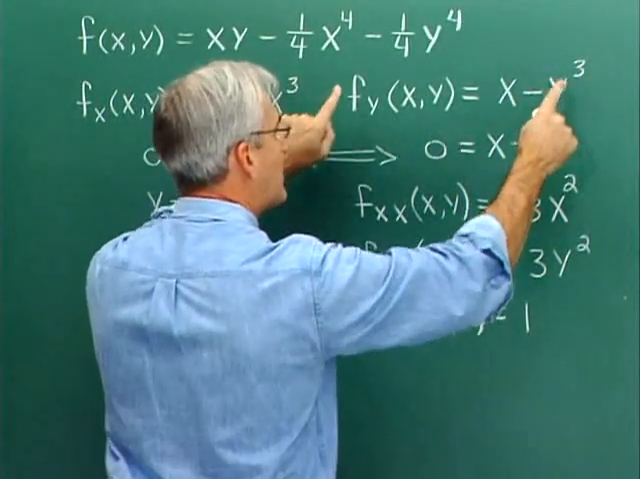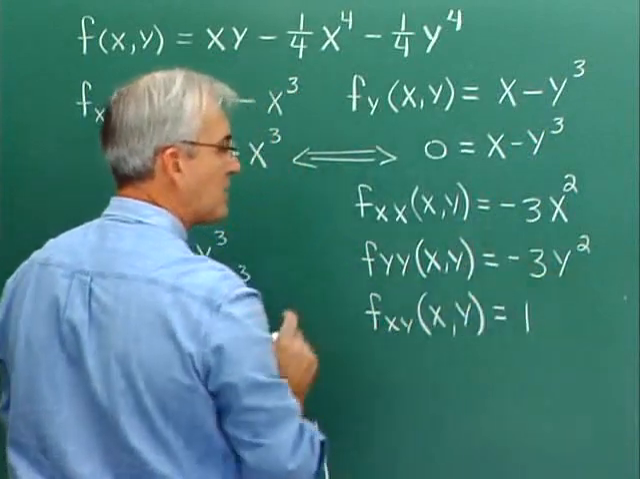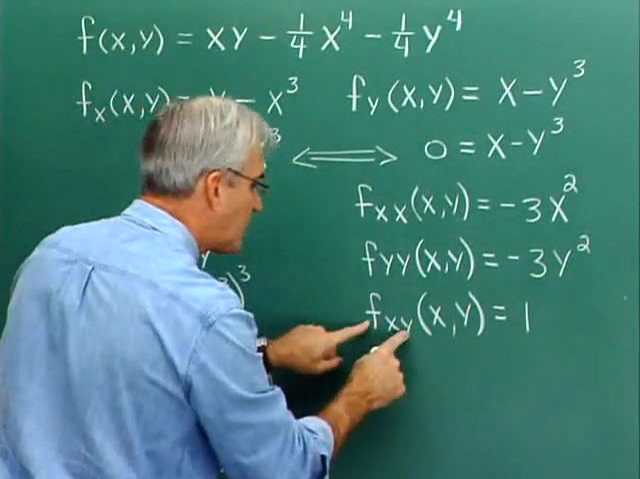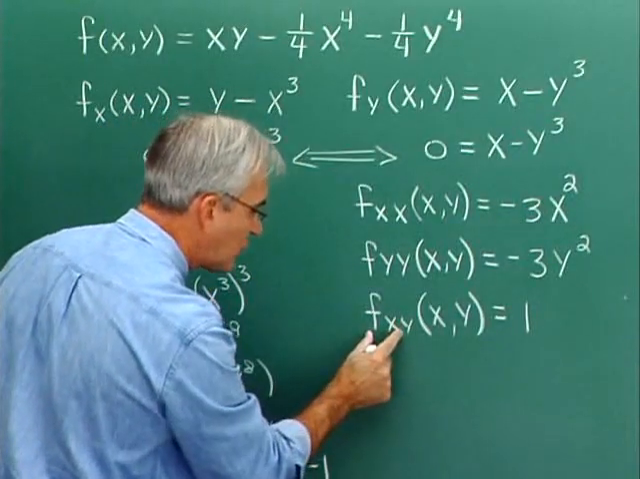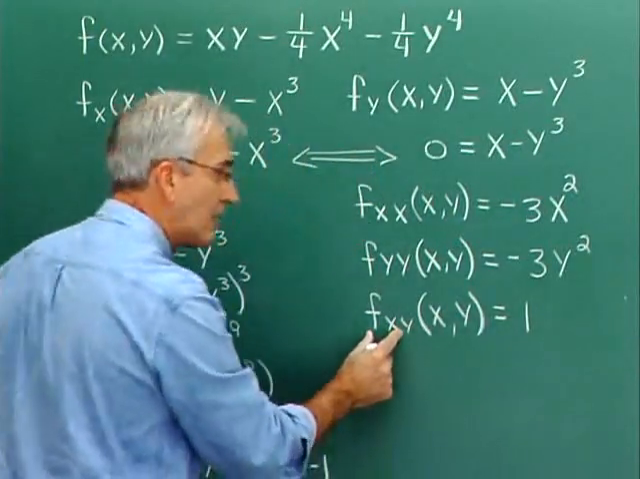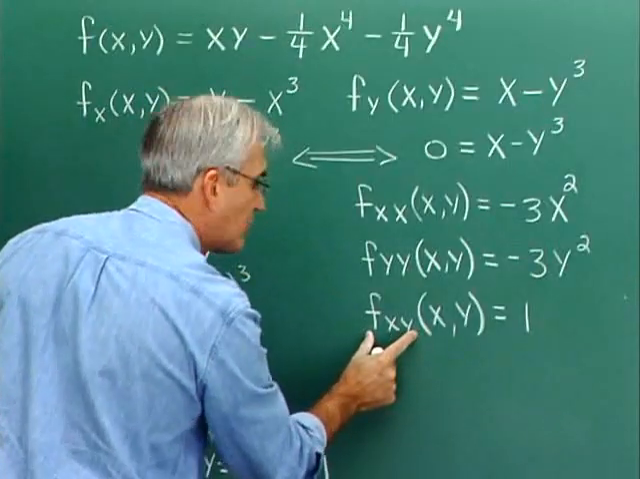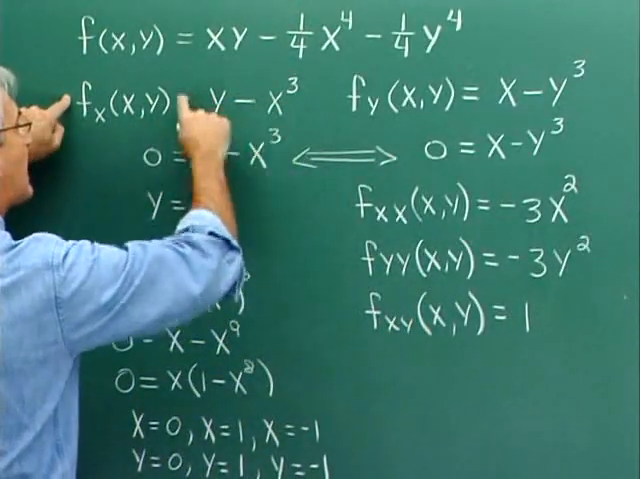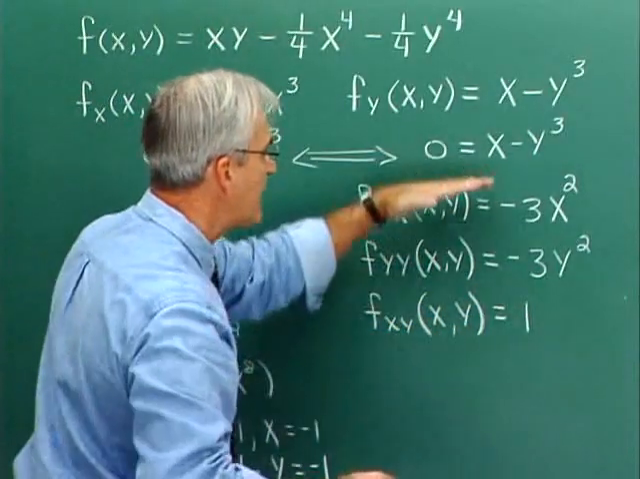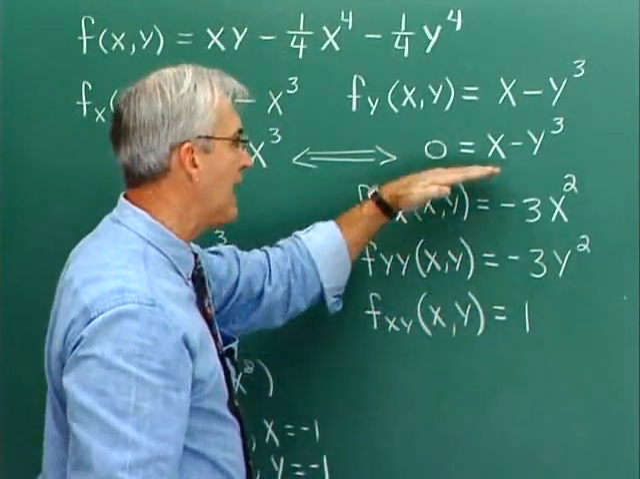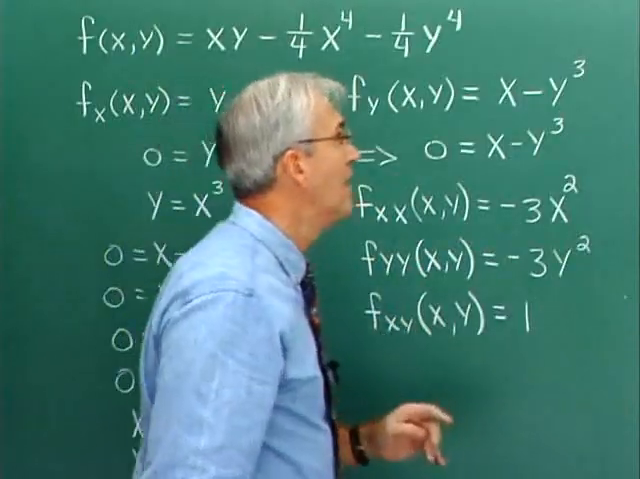Take its derivative in terms of y, and we have negative 3y squared. Now, f sub xy means in the first partial derivative function in terms of x, find the derivative of that function in terms of y. So here we're taking the derivative of this in terms of y. Oh, it turns out to be 1. These are the ingredients that we need to apply in the formula for finding D.